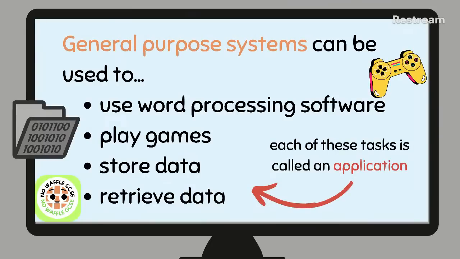Now, general purpose systems can be used to do different things. For example, use word processing software, play games, store data, retrieve data. Okay, so anything that you think a smartphone can do, because that's an example of a really useful general purpose system that everybody has access to, that is what you want to do. So general purpose systems have multiple applications.